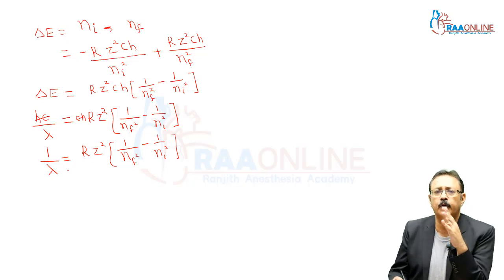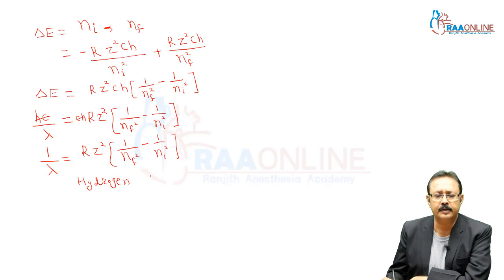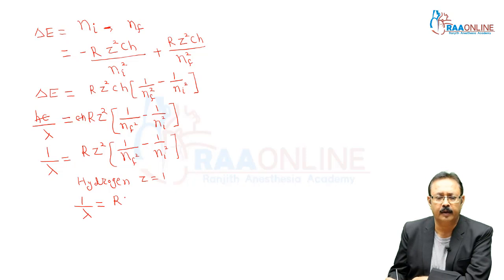If we are talking about hydrogen, for hydrogen Z is 1. So the formula we get is 1 upon lambda is equal to R into 1 upon Nf square minus 1 upon Ni square.